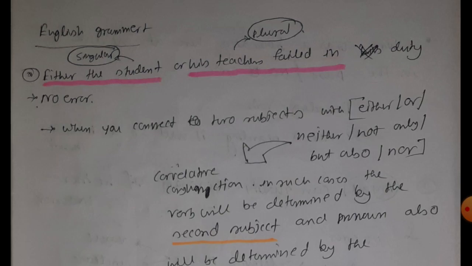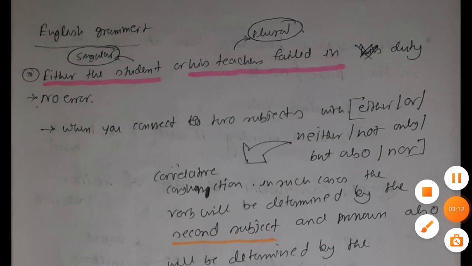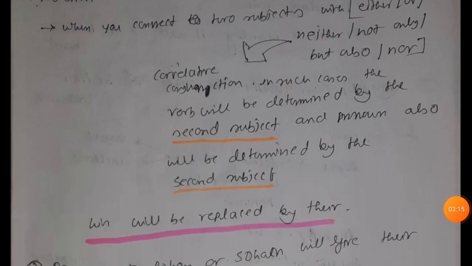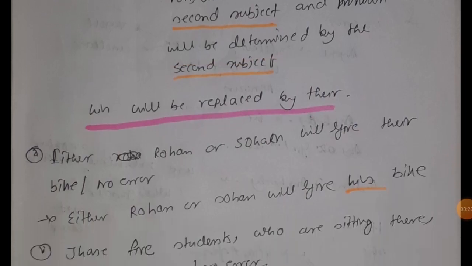Because, as I have told you, whenever you are using correlative conjunctions like either-or, neither-nor, or not only-but also, it is important to use the second subject to determine what your pronoun or verb will be. As in the question it was his, that was the error, so you have to correct it. Here his will be replaced by their. I think you can understand it.